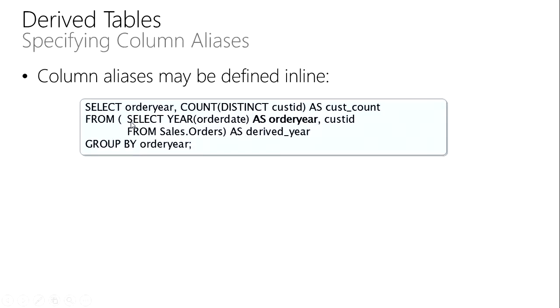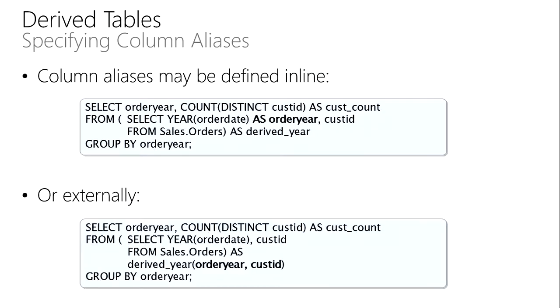So I talked about the two different types of column alias, and I guess the most intuitive way, if you've been working with Transact-SQL for a while, you're probably used to defining aliases inline. In this example, the derived table is the inner query, in parentheses here. Select year, order date, as order year. So I'm creating the definition of the column name as an alias in the select statement of the derived query itself. And then I finish the derived query and give it a name as derived year. So that's a fairly intuitive way to add column aliases.